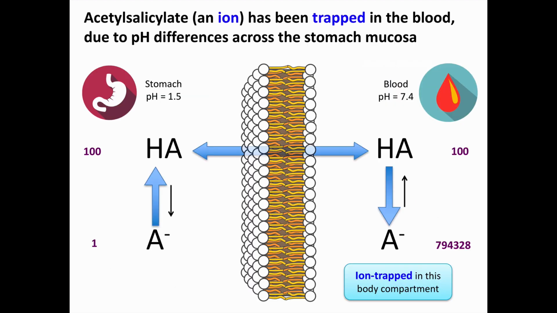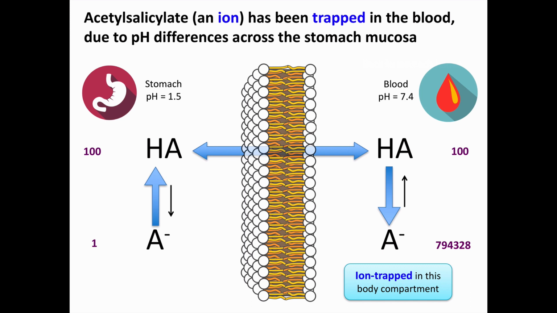So taking both of the previous slides into consideration, what's happened is that the aspirin has become trapped in the blood as the acetylsalicylate ion due to pH differences across the stomach mucosa. On the left side of this figure, in the stomach at pH 1.5, there's an equilibrium between HA and A minus that favors the uncharged conjugate acid in a ratio of 100 to 1. The uncharged conjugate acid in the stomach lumen is in equilibrium with uncharged conjugate acid in the blood since it can cross the cell membranes.